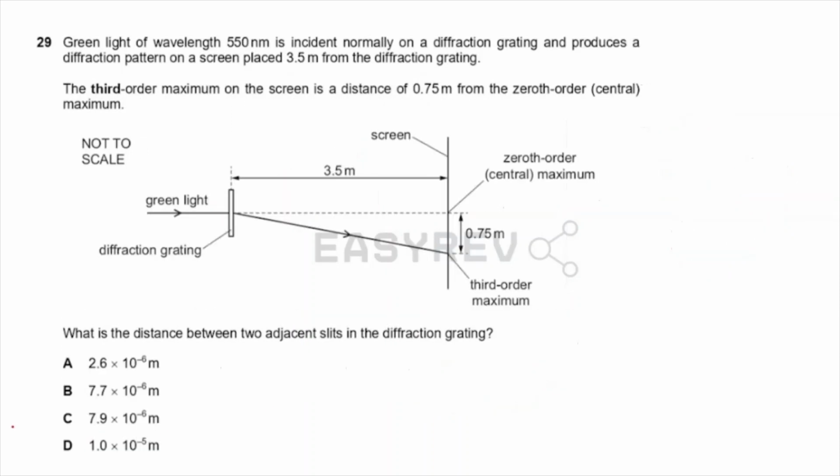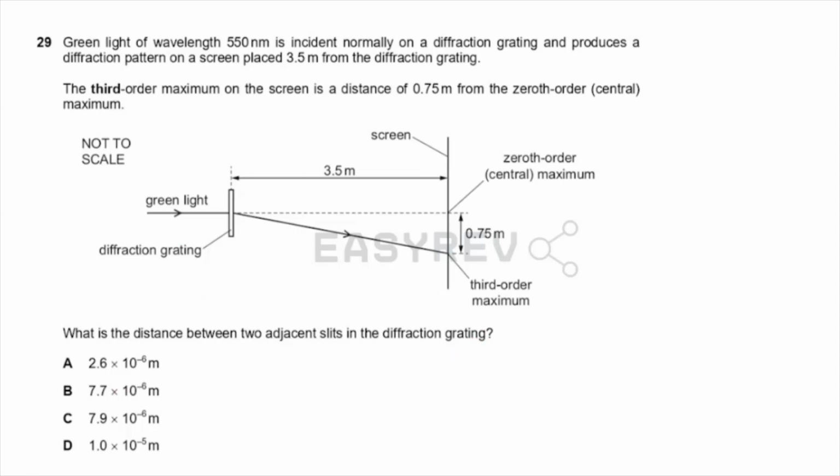Next we have question 29. Green light of wavelength 550 nanometers is incident normally on a diffraction grating and produces a diffraction pattern on a screen placed 3.5 meters from the diffraction grating. The third order maximum on the screen is a distance of 0.75 meters from the zeroth or central maximum. What is the distance between two adjacent slits in the diffraction grating?